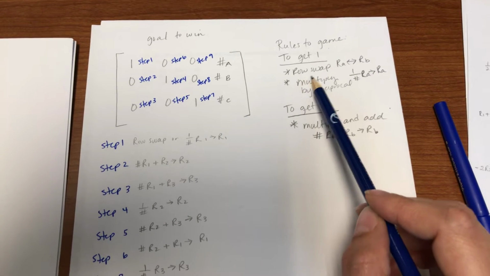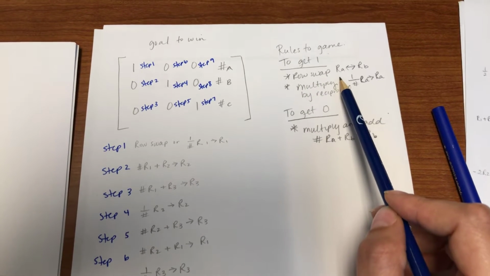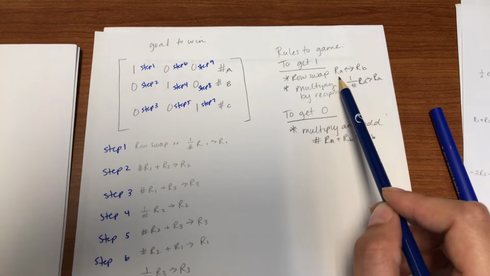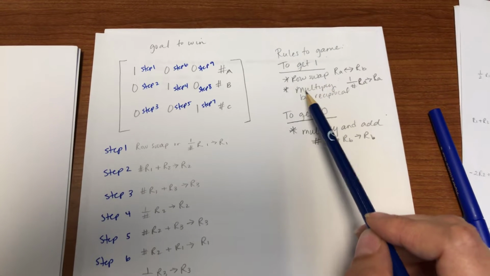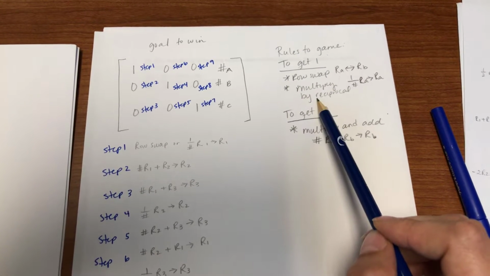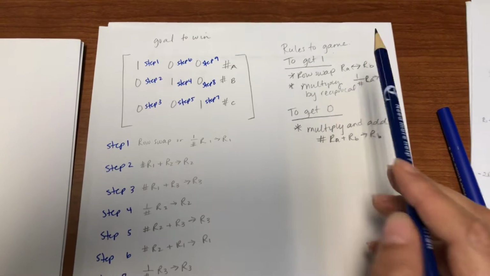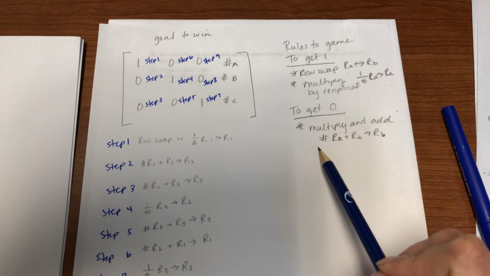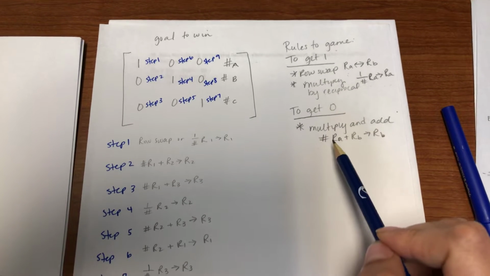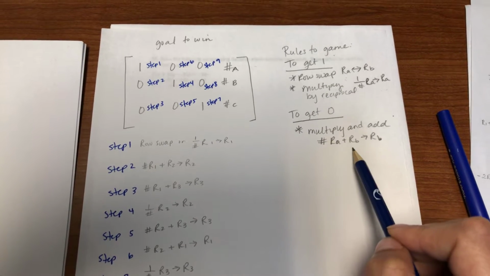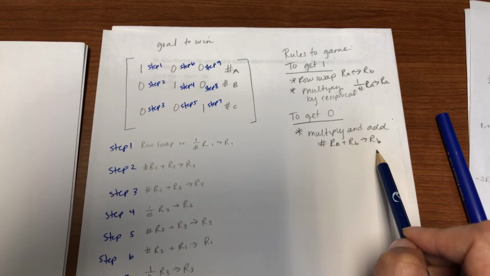Two options here. We have a row swap, and this is the command that it'll look like. Of course, the A and B will be replaced with which rows you're swapping. The next way to get a 1 is multiply by the reciprocal, and so we have 1 over a random number, and row A will then become the new row A. And then you only have one rule to get a 0, which is multiply and add. We use a number to multiply one row by, add it to another row, and that becomes the new and improved row.